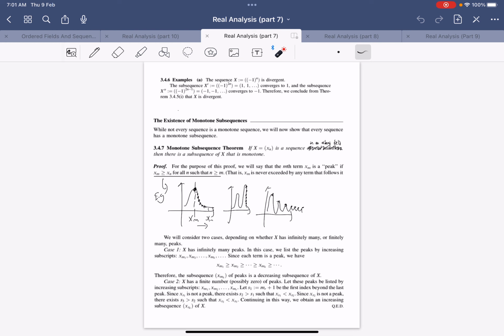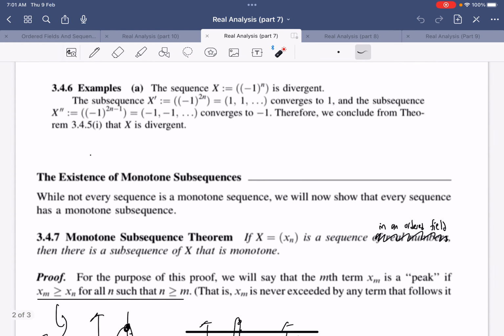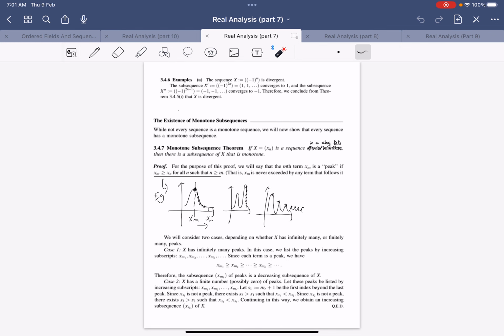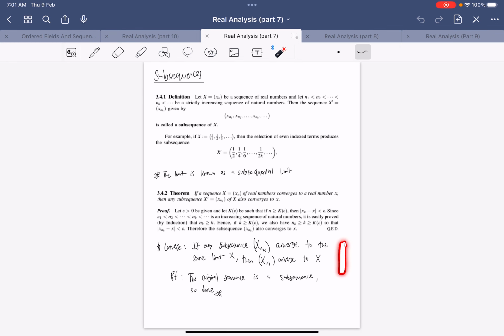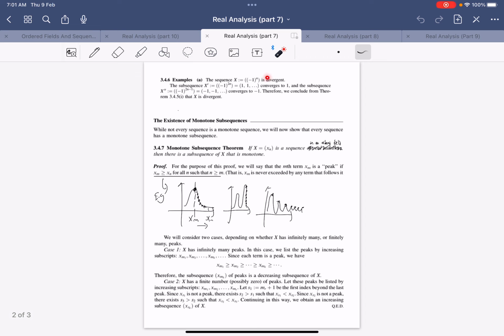We can say that this sequence is divergent, and the subsequence converges to 1. So you can have an original sequence being divergent, but a subsequence still being convergent. Although, like in this proposition, if every subsequence converges, then you know the original sequence will also converge. But if not all the subsequences converge, then you can't say that the original sequence converges.